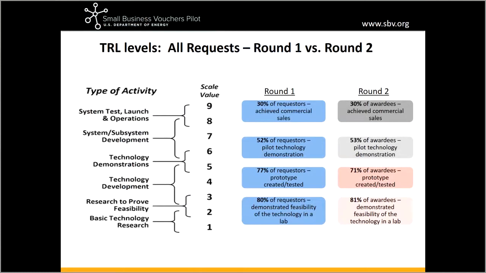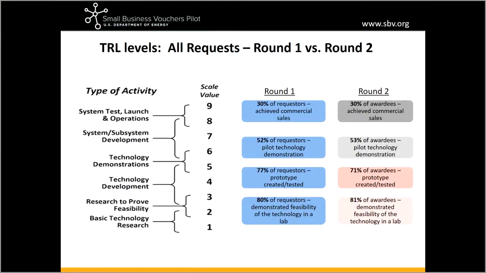If you look at the next slide, 77% of the requesters had prototypes created and tested. In round 2, 71% prototypes. And I see that there's a discrepancy in this slide. I'm pretty sure that in both cases, this is requesters, not awardees. 52% of the requesters in round 1 had some pilot scale demonstration, 53 in round 2, and then 30% had achieved commercial sales in both round 1 and round 2. So you can see that of the requesters, a third or less actually had commercial sales before they applied for the small business vouchers.